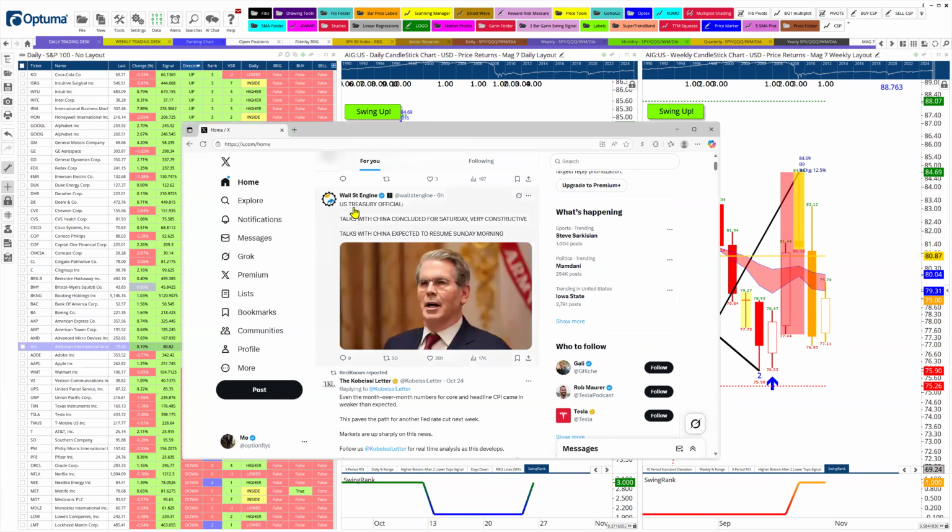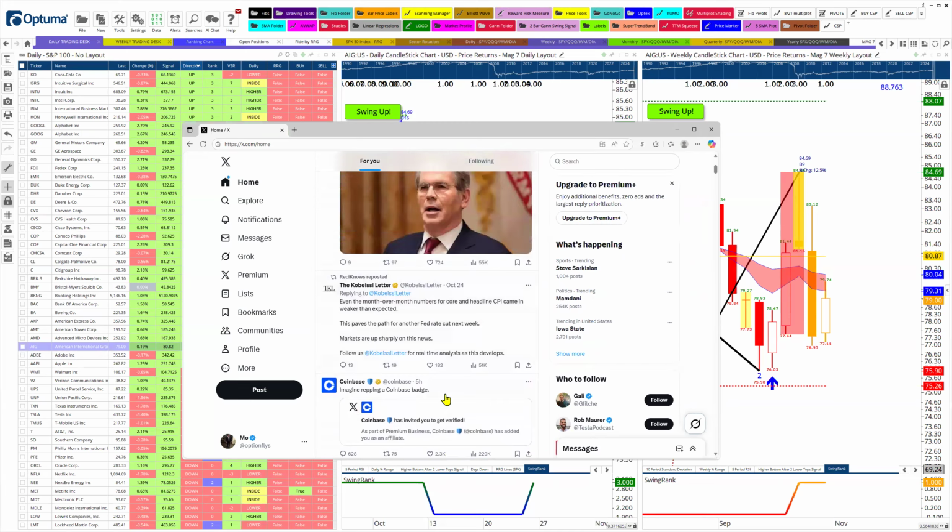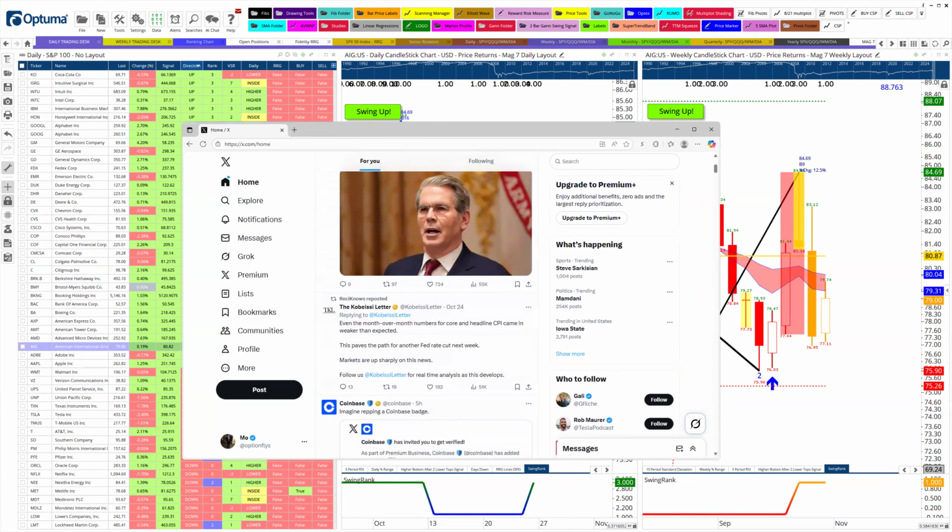This U.S. Treasury talks with China concluded for Saturday. Very constructive talk with China, expected to resume Sunday morning. Everything is just part of the deal. 150% tariffs, it's like a video game. I'm going to stop the recording.